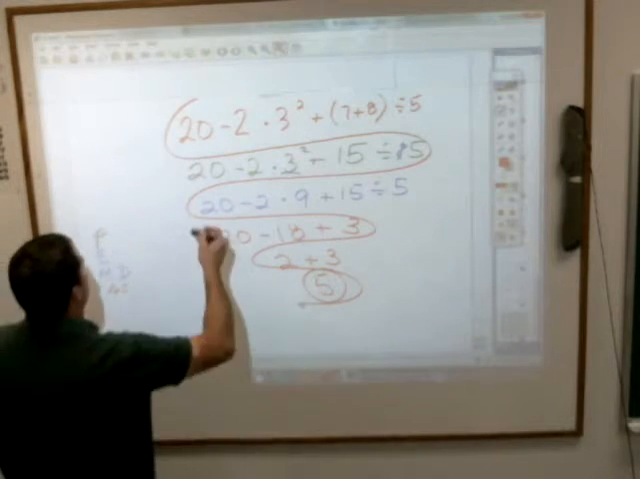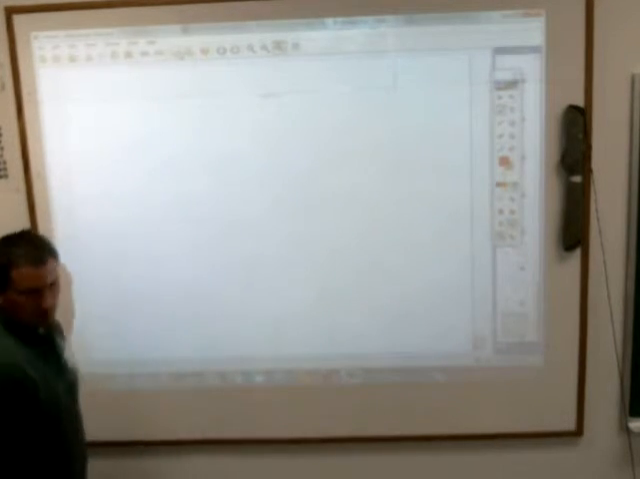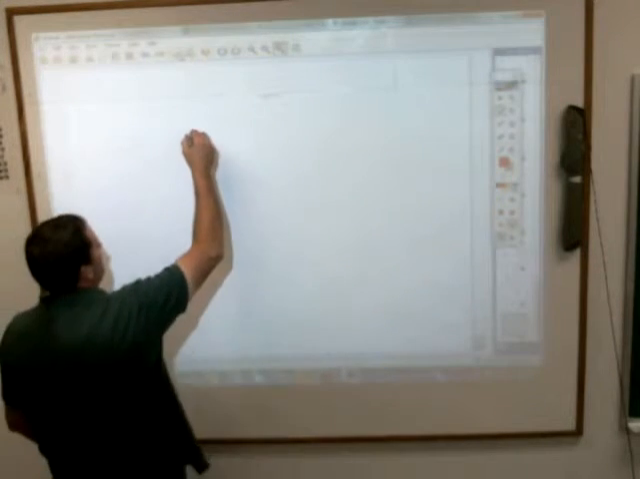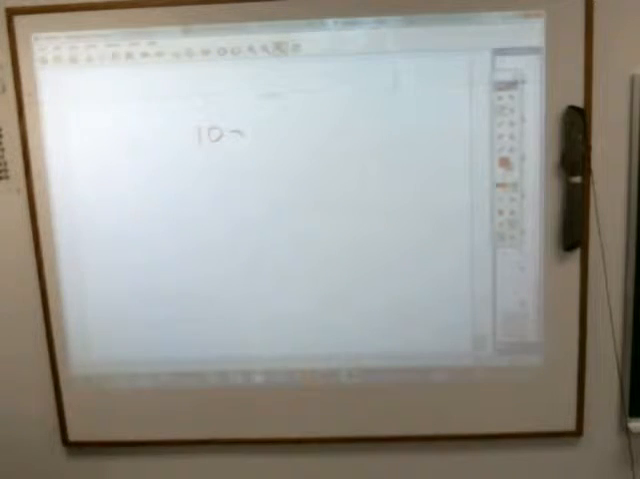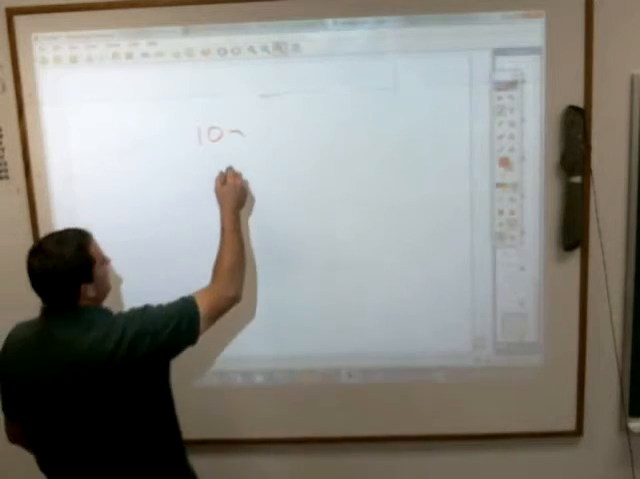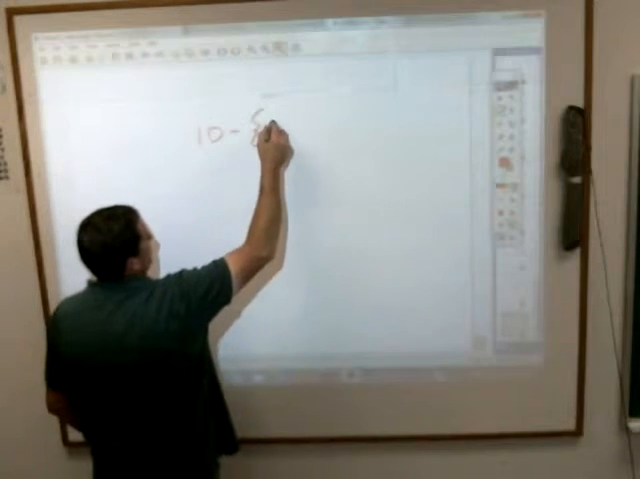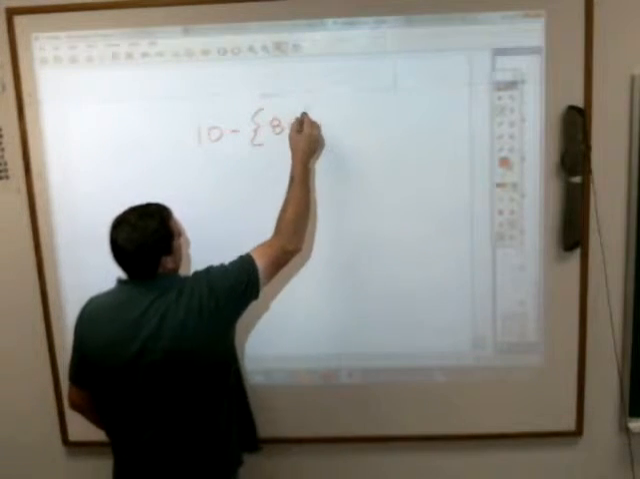Now, there's a bunch of different examples. Let's do one more because this one gets a little goofy because it's grouping symbols inside of grouping symbols. 10 minus, oh, look, it is a brace. A brace. And then 8 minus a bracket.